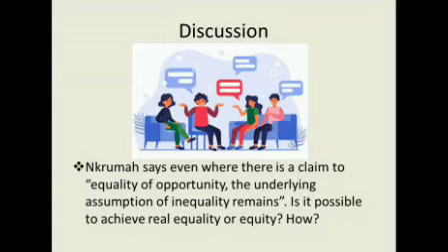Is it possible to achieve real equality or equity? Yes, my answer to that is yes. How? Nkrumah said in the book, what we would have to do is eliminate class stratification, eliminate classes in general, because as has been discussed already, classes have their own interests, and people belonging to their classes tend to express a class solidarity amongst themselves, particularly in the ruling classes, to further and to protect said interests.